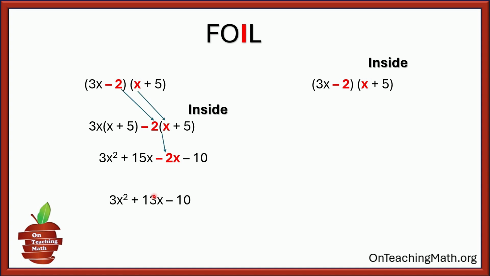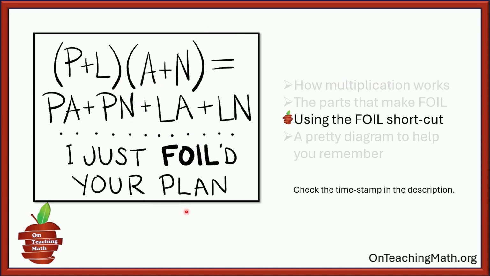And then, of course, when we get to the last part, the negative 2 times 5, that's going to be your last term over there, which is called your constant. Maybe you don't remember how that works, but it's right there. So now that we know where the parts are, let's see how we use the shortcut, right?